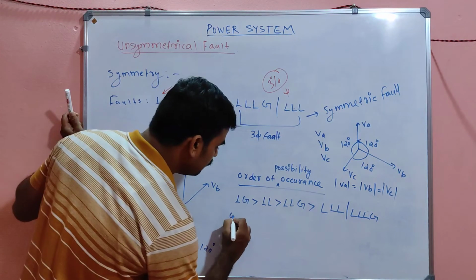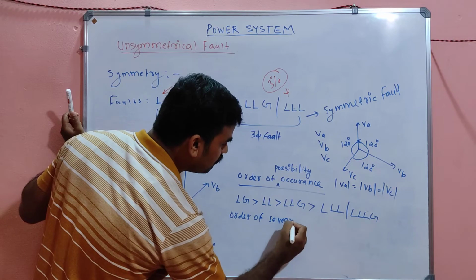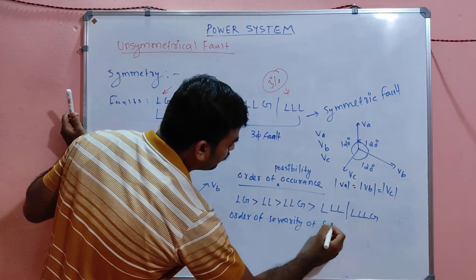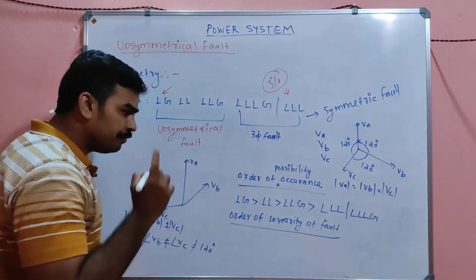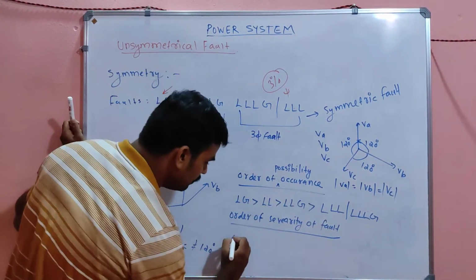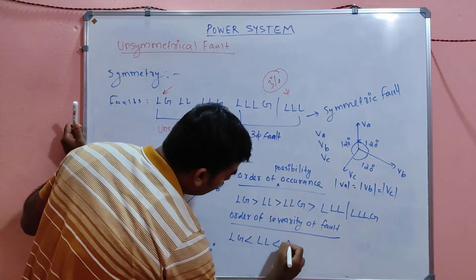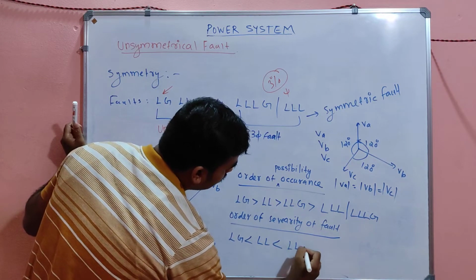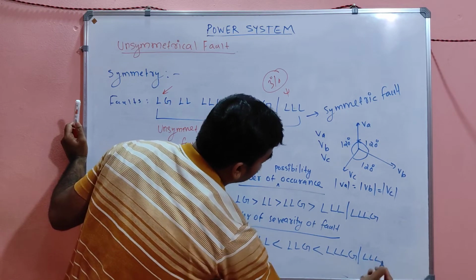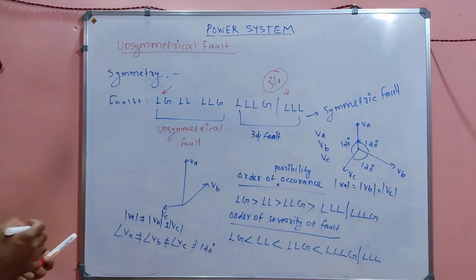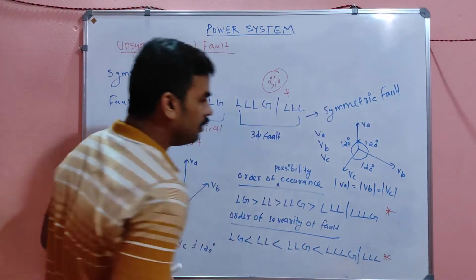And order of severity, my dear, this is also a very important question. Order of severity of fault. This is nothing but the reversal. That means least severe is the line to ground fault, after that line to line fault, after that double line to ground fault, after that triple line to ground or triple line. So this is the order of severity. These two questions are very important.